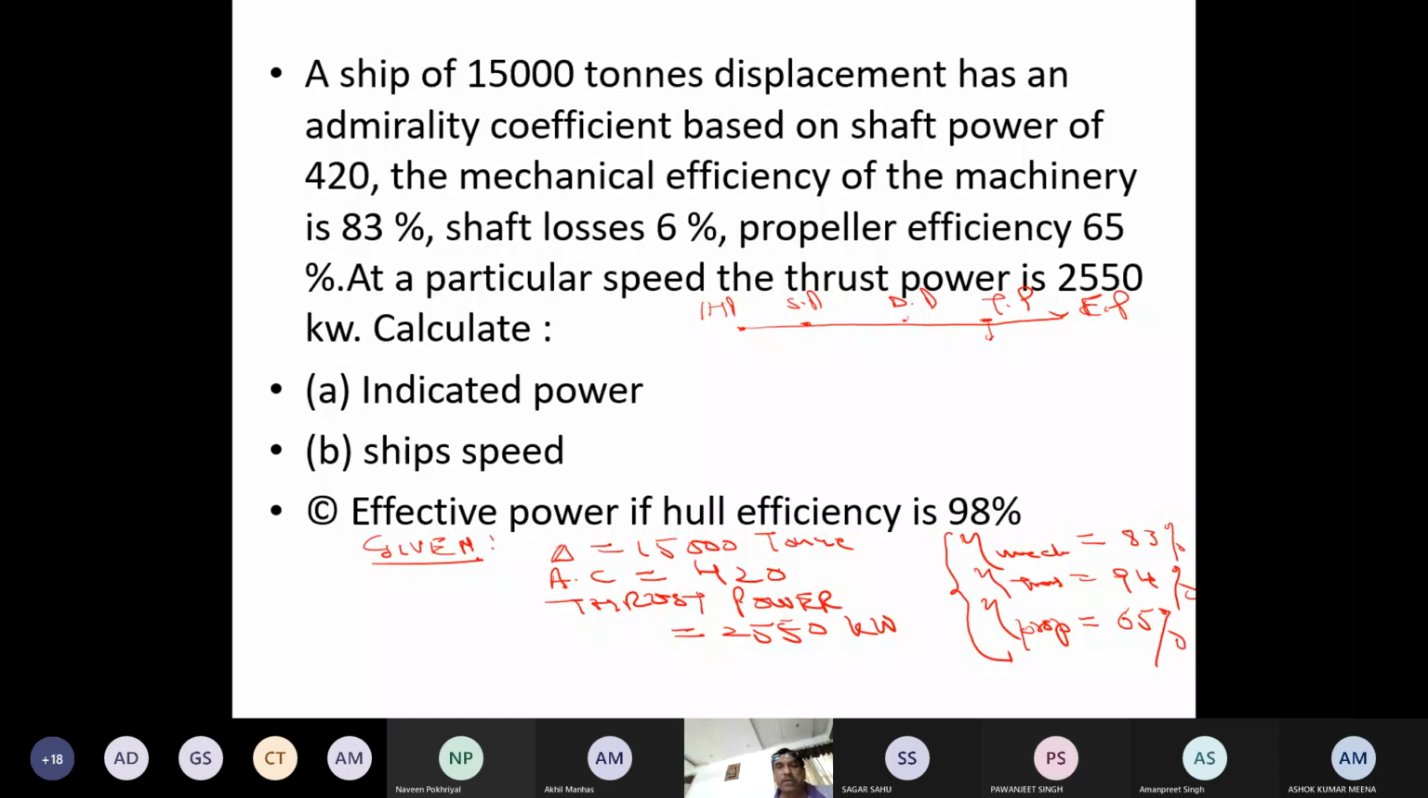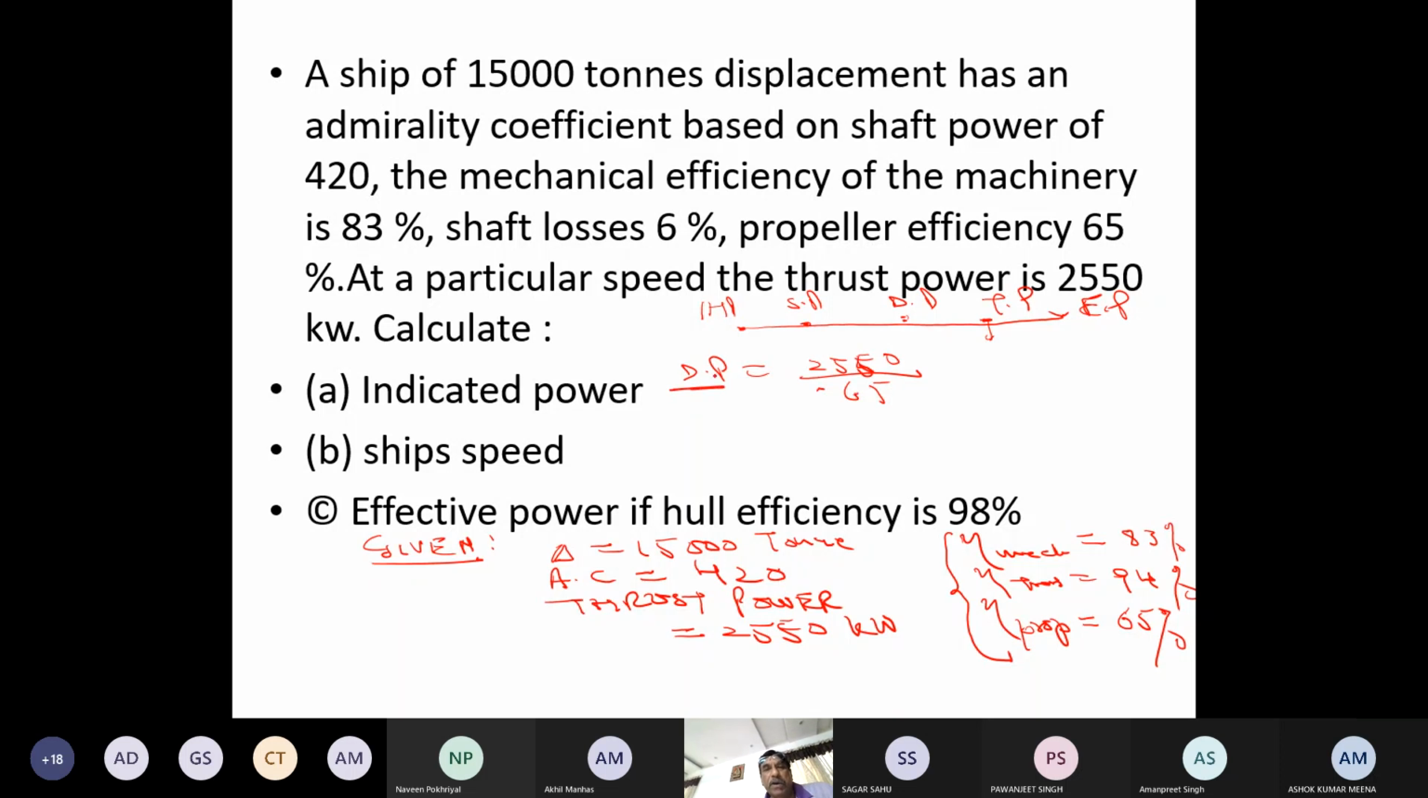So I can calculate delivered power. DP will be thrust power, which is 2550, divided by the efficiency. We have the thrust power as 2550, and we want to calculate delivered power, correct? So propeller efficiency is given, divided by 0.65. This will give me delivered power.